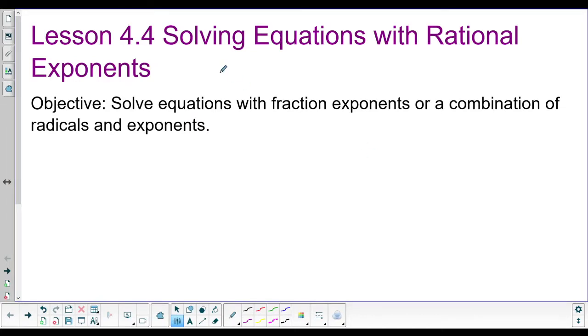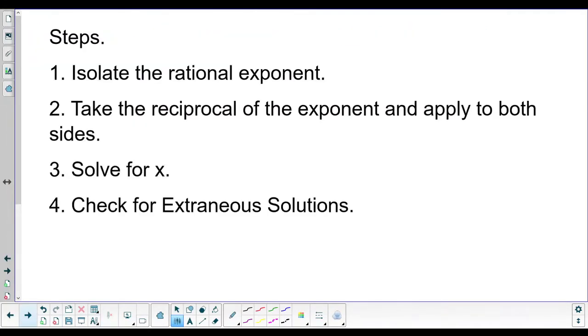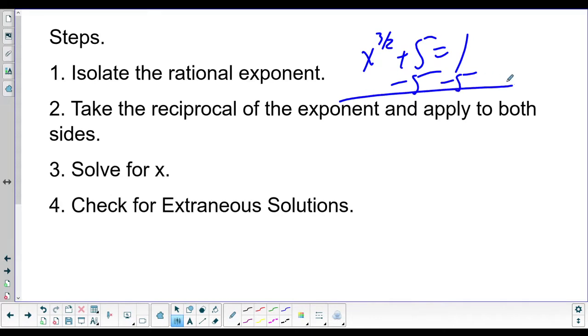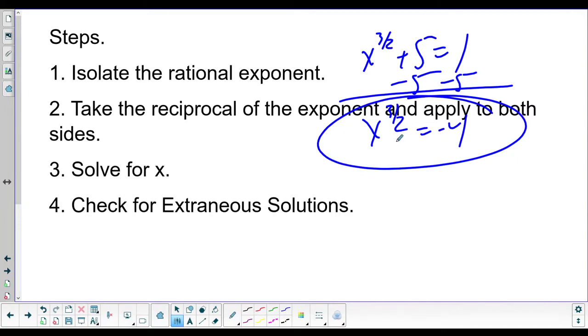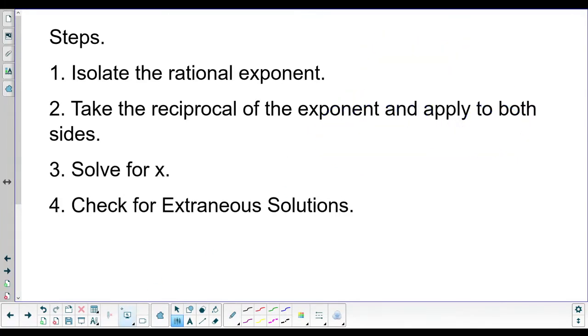So let's go ahead and dive into solving equations with rational, that's code word for fractions, exponents. Write down these steps. There's 4 of them. I believe in you. You can write down 4 things. I'll even talk a little bit while you're writing. Go ahead, start writing. Number 1, isolate the rational exponent. So that means if you have x to the 3 halves power plus 5 equals 1, you need to subtract the 5 and move it to the other side so that you have x to the 3 halves equals negative 4, right? You need to get the thing with the exponent by itself.